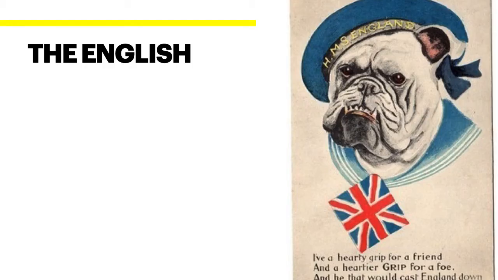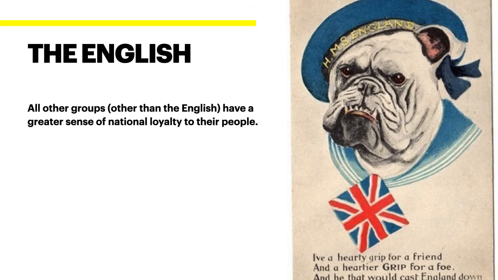First group that we're going to look at is the English. Now, the first thing to remember when we're talking about the English is that they're actually quite different from the Scottish, the Welsh, and the Northern Irish in the fact that all of the other groups have a greater sense of national loyalty to their people. So Scottish people will definitely find themselves, in general, to be much more Scottish, and Welsh people will identify heavily as Welsh, and Northern Irish people as Northern Irish, or in many cases even just Irish.